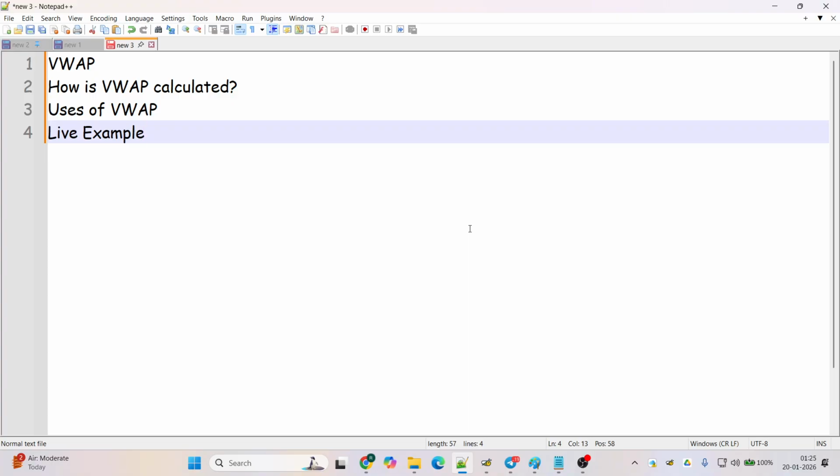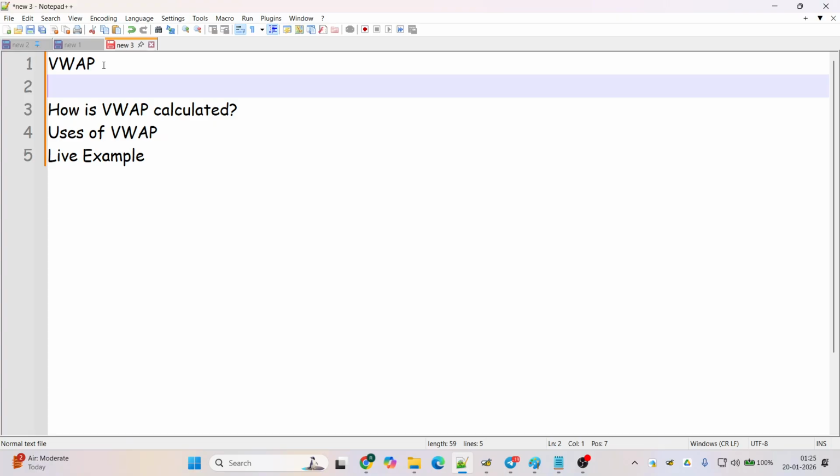So we are about to see the next indicator, which is called VWAP. Okay, so what does this VWAP mean? Let me first give you the abbreviation. VWAP stands for volume weighted average price. At first, it will get confusing, but I'll tell you what VWAP is. Since now we know what VWAP stands for, I'm marking this as done.